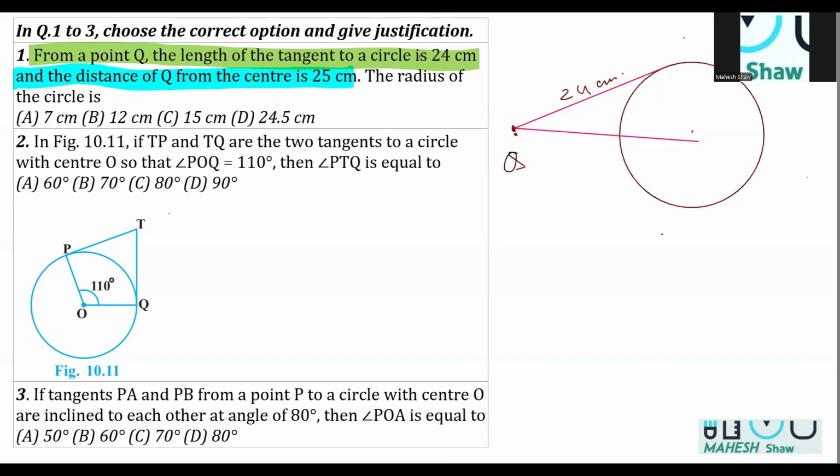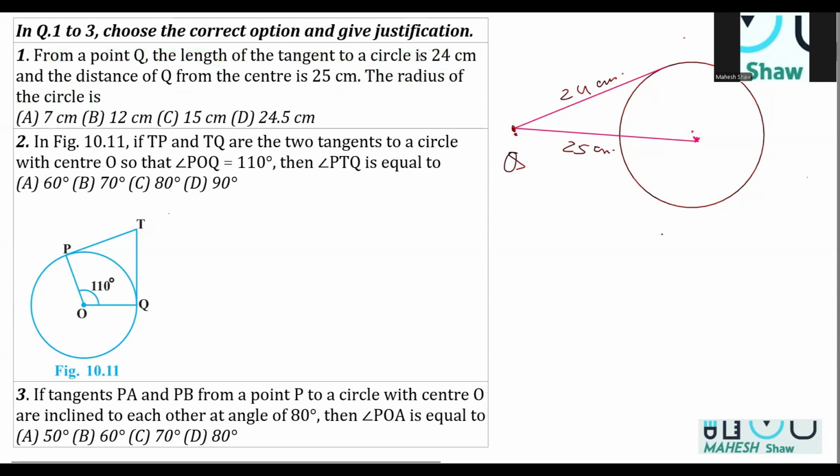That's okay. I'm taking this as the center. And this is given how much? This length is given as 25 centimeter. What we have to find out is the radius of the circle.